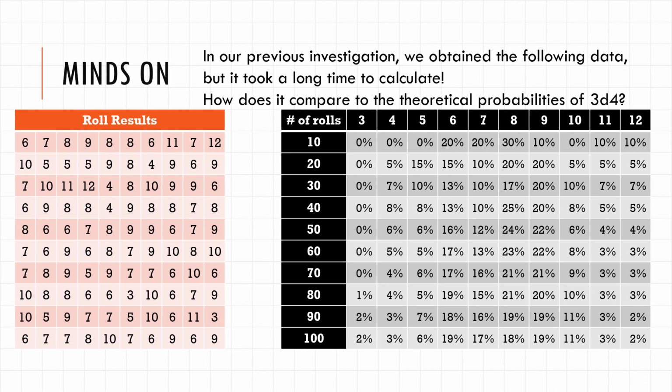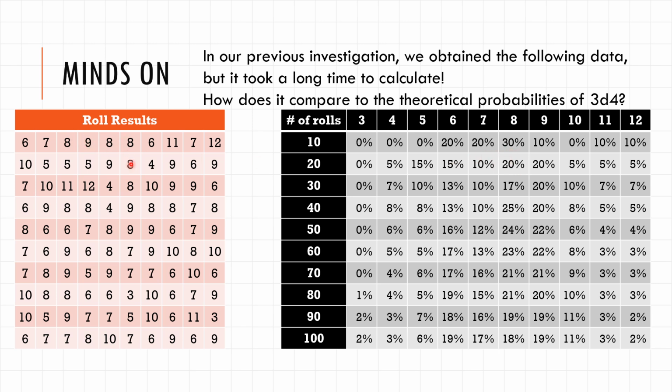So in our previous investigation, we obtained the following data set. But it took a long time to calculate. Remember, we rolled 3D4, three four-sided dice, 10 times. We recorded all of our rolls, and then we found out what percent of my rolls fell under each number. When we just did 10 rolls, we noticed that 3 out of 10 is 30%. Then we rolled it another 10 times, and we looked at all of these, and we realized that now only 20% of these are eights.